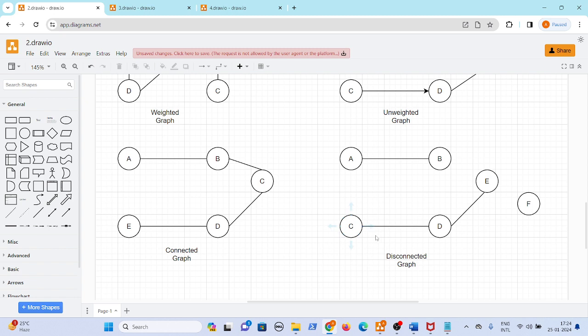So these are the major classifications of graphs, but still there are other classifications as well. Those are not relevant to us, that's why I'm not speaking about them here.